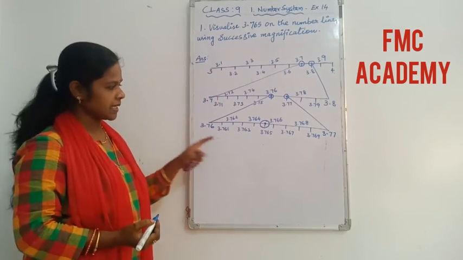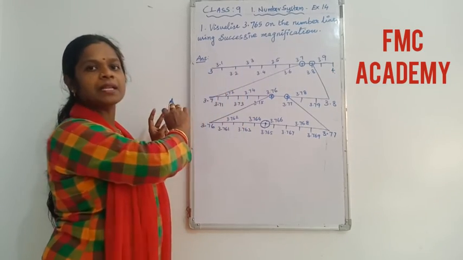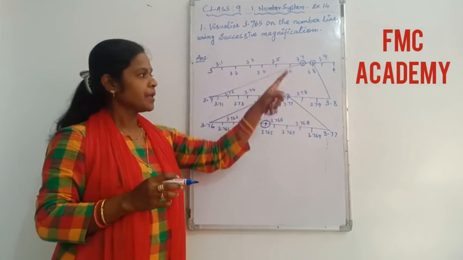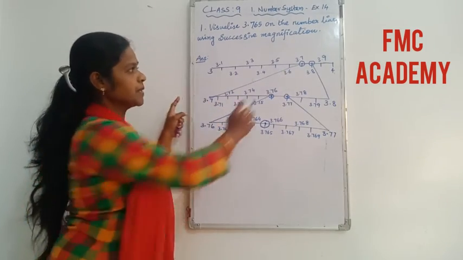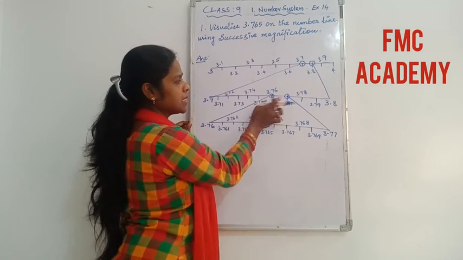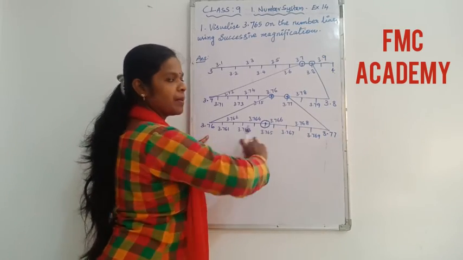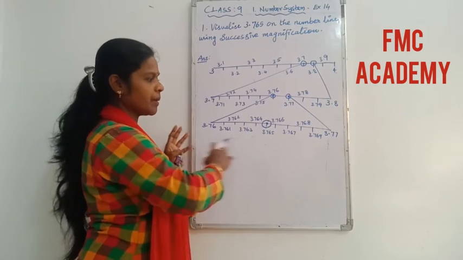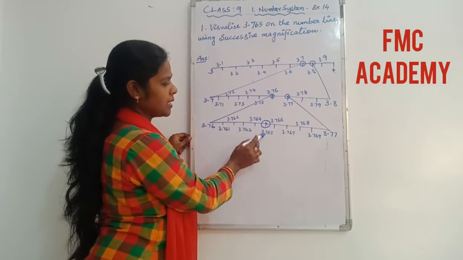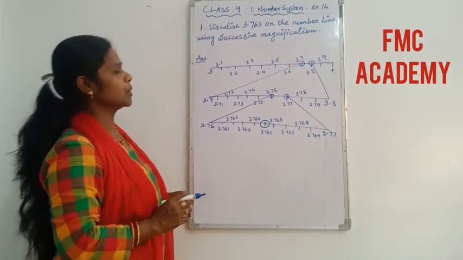Yes, children. Now just see here. First, what have we done? We have taken 3 and 4. We made it 10 equal parts. There we identified 3.7 and 3.8. Now between 3.7 and 3.8 we made 10 equal parts. Again there we identified two numbers, that is 3.76 and 3.77. Then again between these two we made 10 equal parts. There we identified the number which we wanted to get, that is 3.765. That's it. So very simple. Okay, so just note down and let's move to question number 2 now.